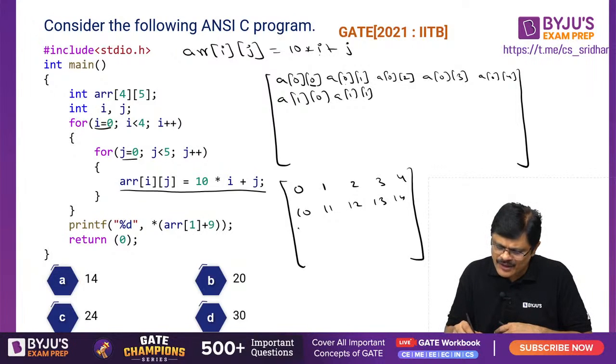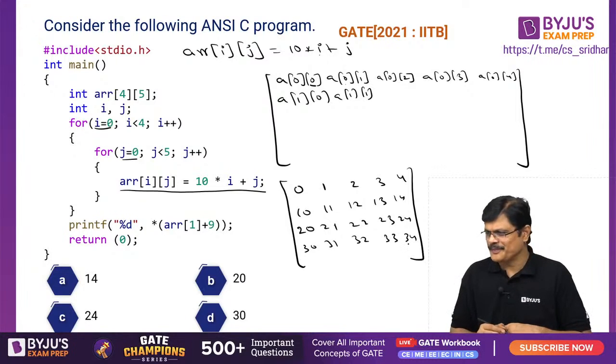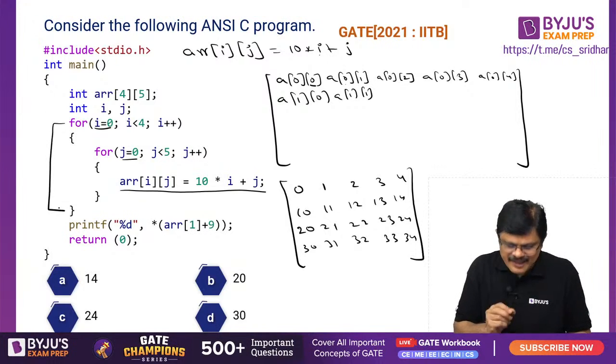Next time it is 20, 21, 22, 23, 24. I think i is up to 3. Then 30, 31, 32, 33, 34. This is the matrix. So the matrix definition is given here.